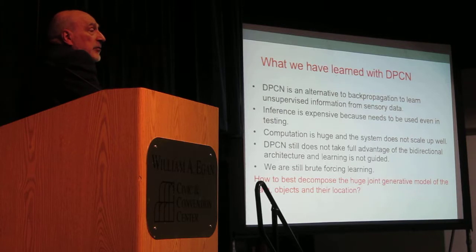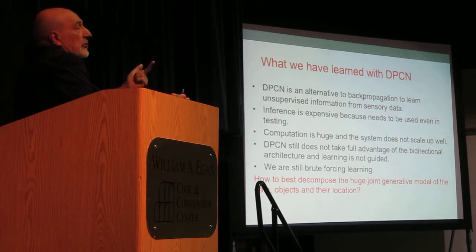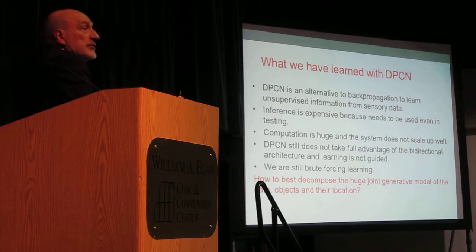But this is a very important question, because how do you break this huge joint probability of pixels, of models, and of locations in an image, to do scene understanding? This is really the fundamental problem that we have to worry about.